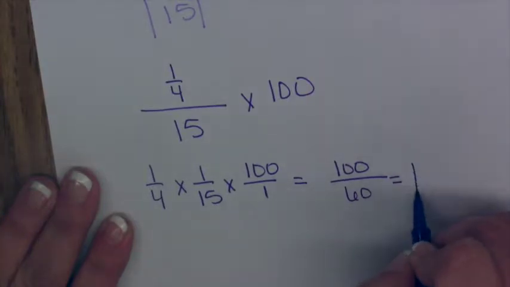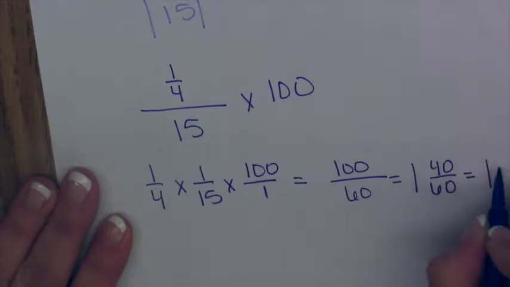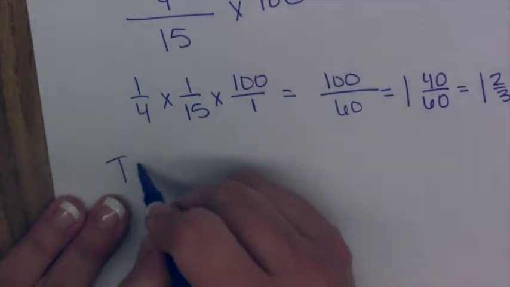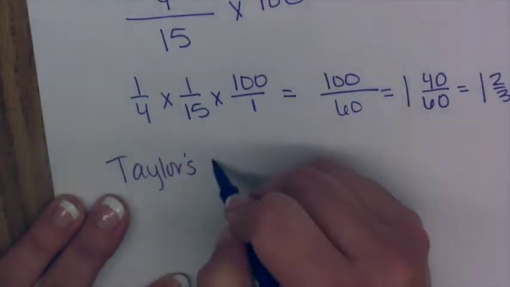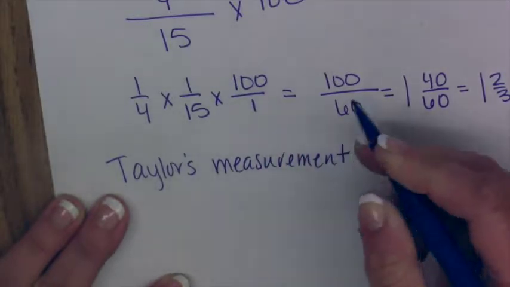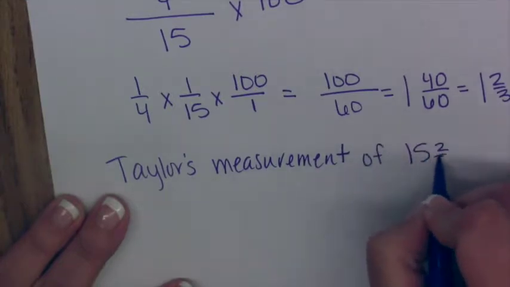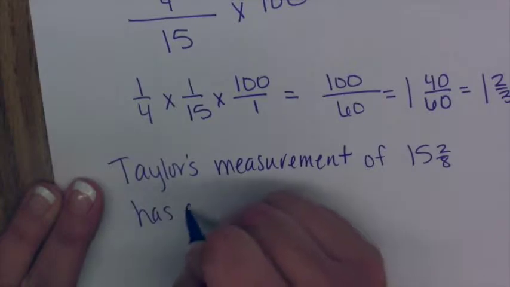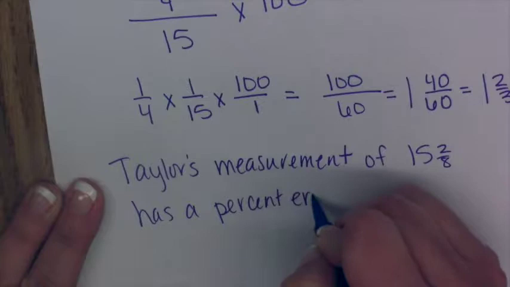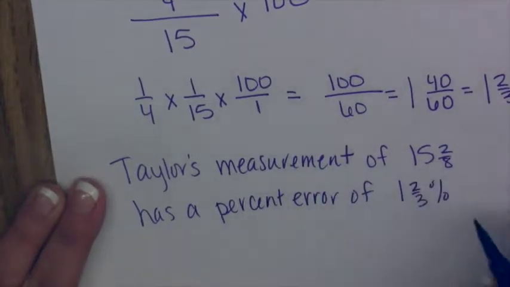When we simplify this, 100/60 is 1 40/60, which simplifies to 1 2/3%. So this means Taylor's measurement of 15 2/8 has a percent error of 1 2/3%.